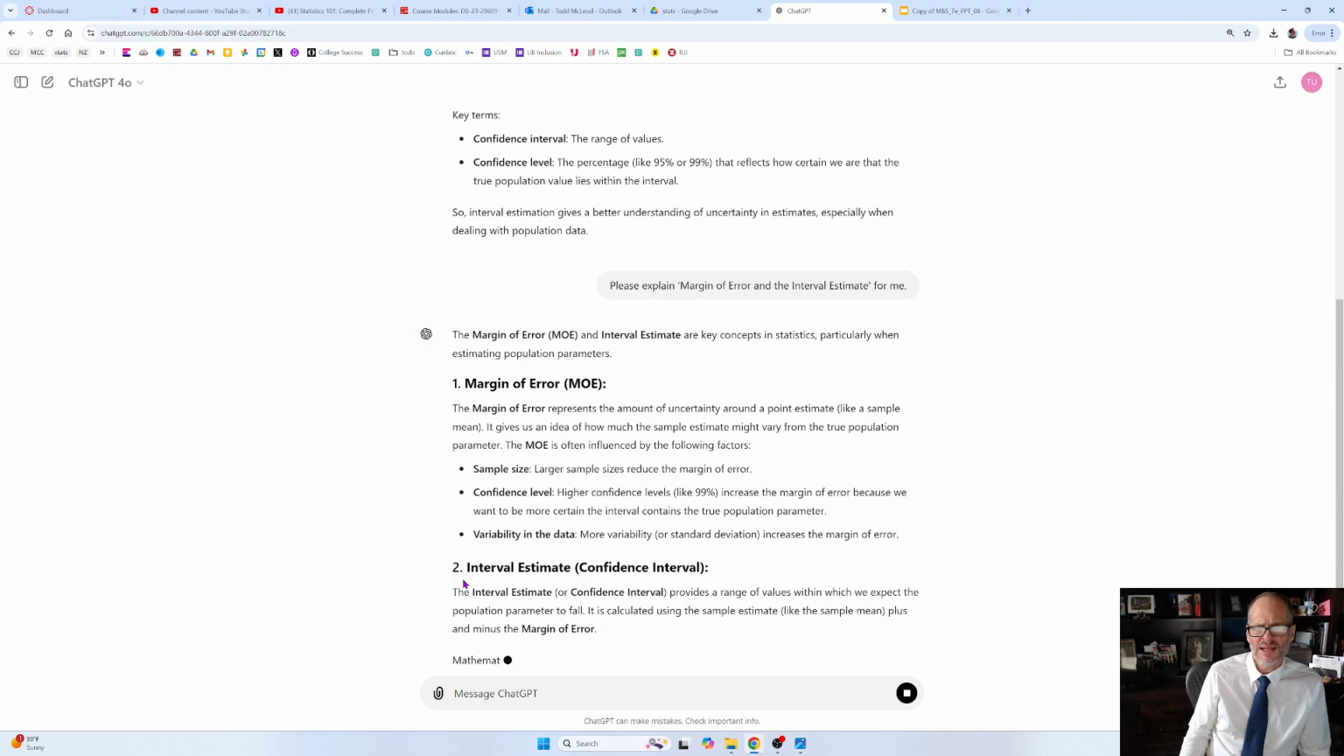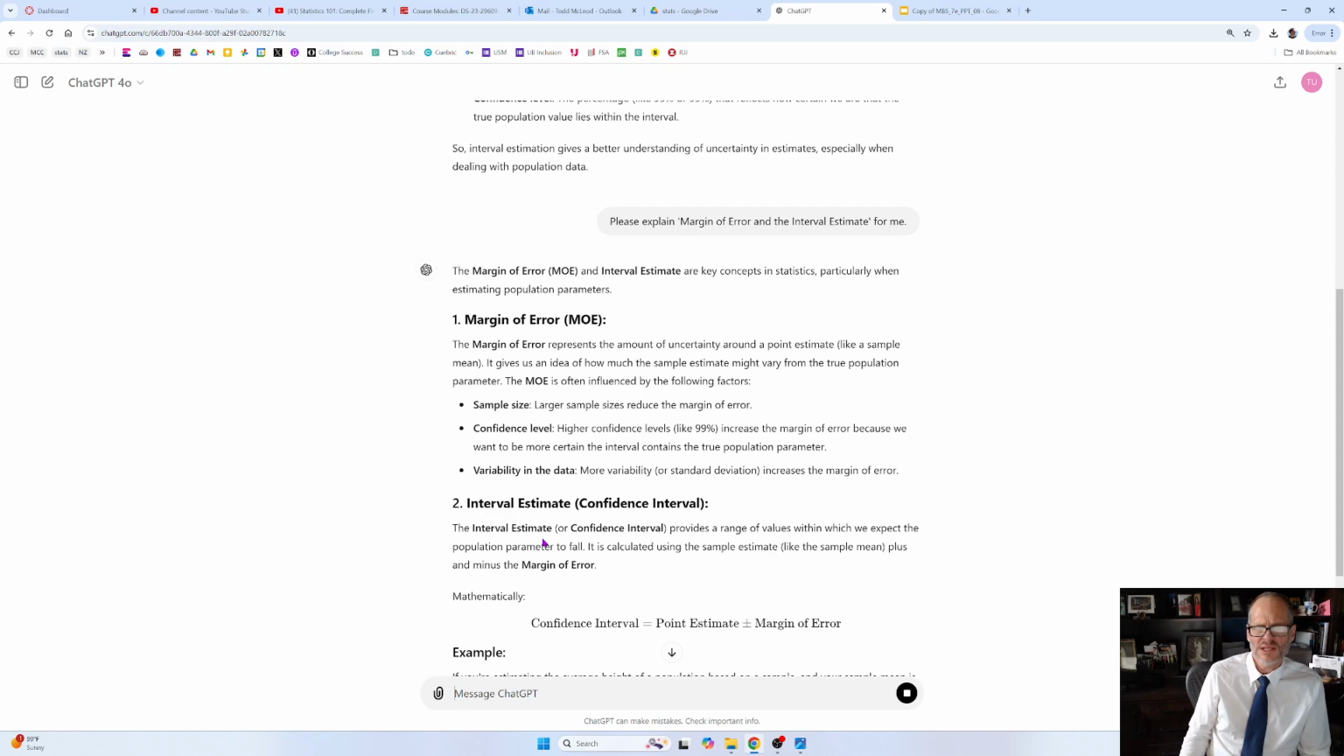So margin of error and interval estimate are key concepts in statistics, particularly when estimating population parameters. Margin of error represents the amount of uncertainty around a point estimate, like a sample mean. It gives us an idea of how much the sample estimate might vary from the true population parameter. Margin of error is often influenced by the following factors. Sample size, right? Like if we only sample one person, we're not really getting great insight into what the population's really like. If we sample 2 people, we get a little bit better insight, but not that great. We start to get more insight when we get up to like 30 people, right? So the larger the sample size, the smaller the margin of error.